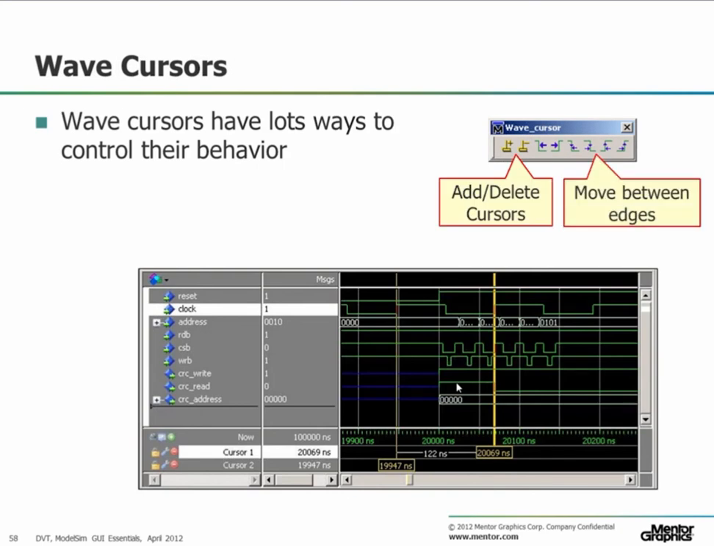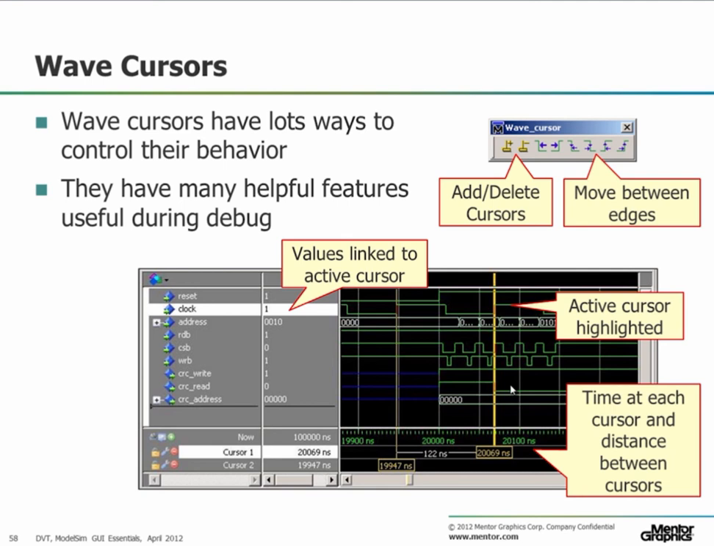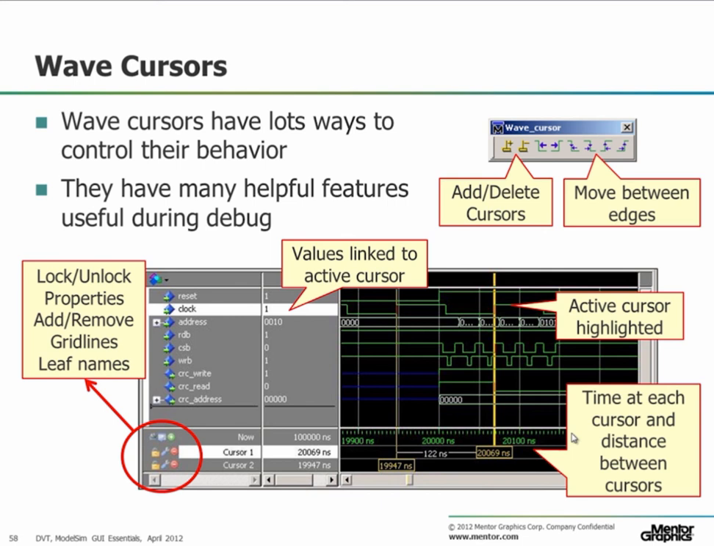Wave cursors: you can add cursors, and you can remove cursors. If you select a particular signal, so here I've selected the clock, I can use these buttons to go to the next transition, whether it's rising or falling. The highlighted cursor will be bold. All of the annotations over here will be tied to whatever my active highlighted cursor is. You can lock and unlock, and you can edit some properties, etc. with these little toolbars over here.